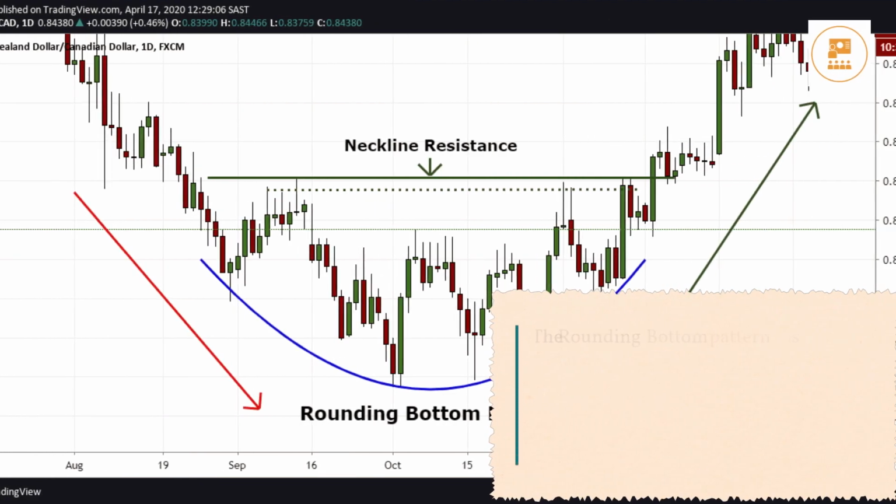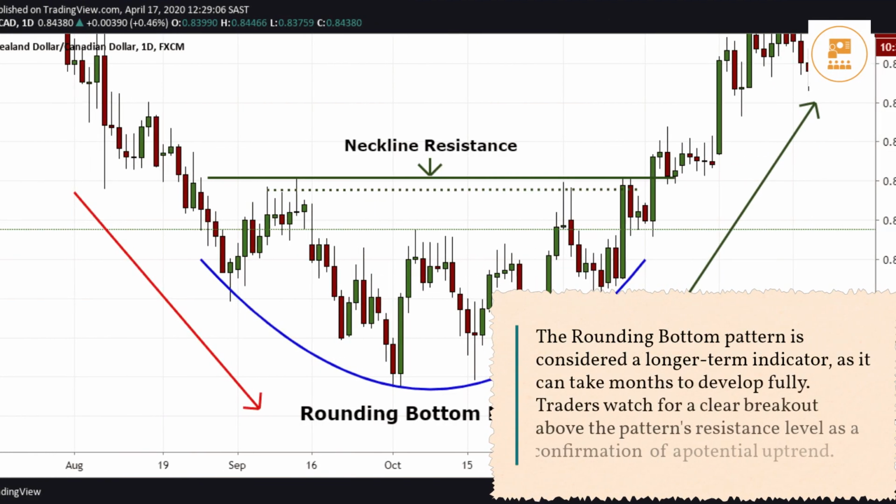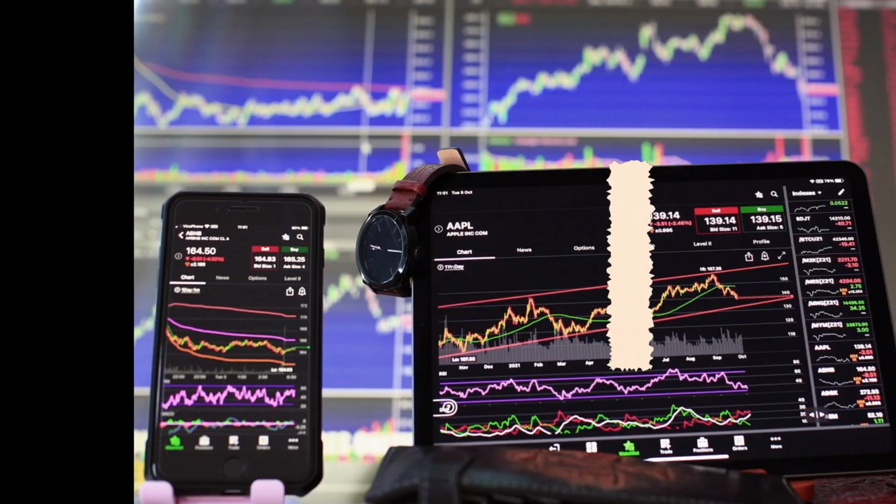The rounding bottom pattern is considered a longer-term indicator, as it can take months to develop fully. Traders watch for a clear breakout above the pattern's resistance level as a confirmation of a potential uptrend.